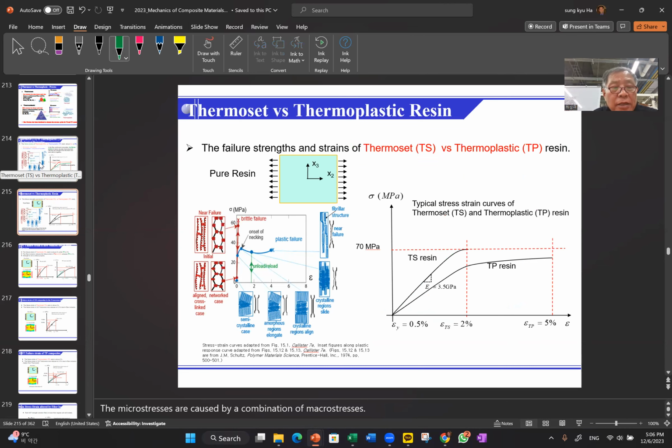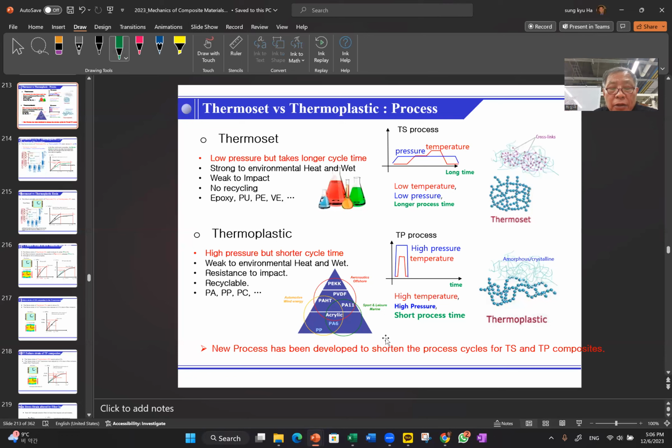But nowadays, the thermoplastic technology has improved a lot, and we have PA11 and many polyamide systems and PEC and PPS. PPS is about here. PP is very low. PP is known as the lowest, and PA6 and acrylic, PA11, and PPS is about here.